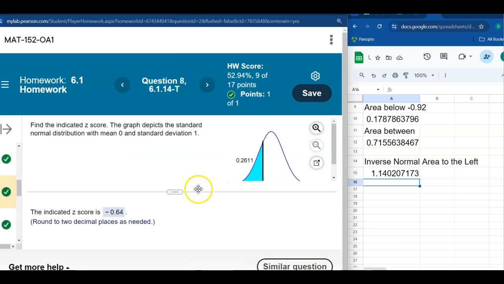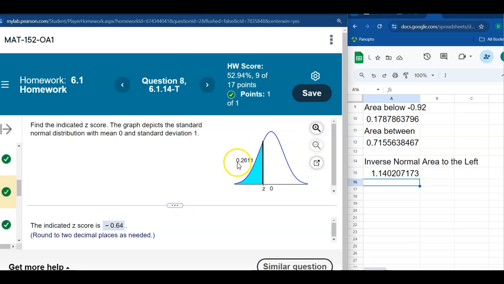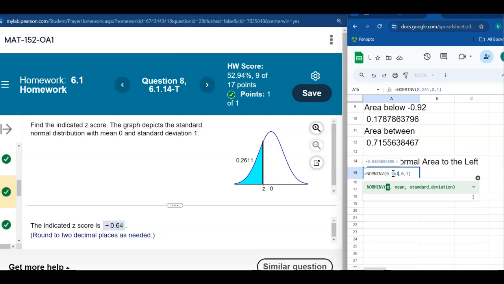All right, let's do the same thing. I've done this example already. This is my area. This is the number. So let's just show that when I change this from 0.8729 like it was on the last problem to 0.2611, there's that number I get, negative 0.63999, so negative 0.64. So it takes in an area to the left and it spits out the number that has that area to the left of it.